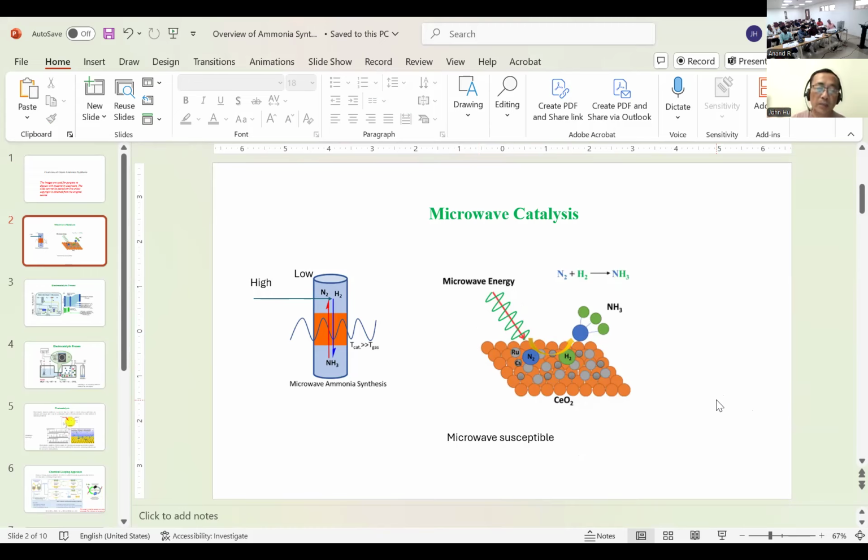Plasma is different. Plasma doesn't heat the catalyst, but plasma heats species to high temperature. That's a different story I'm going to talk about.